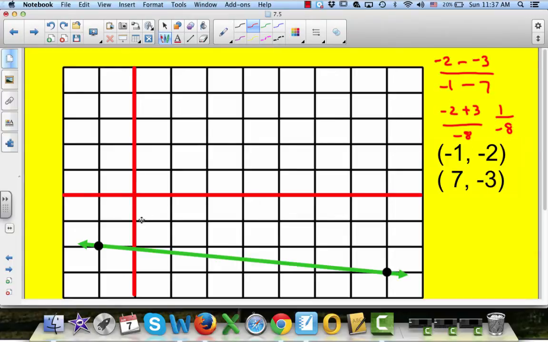And let's check over here. It goes down 1, which would be negative 1, and it goes to the right 1, 2, 3, 4, 5, 6, 7, 8.